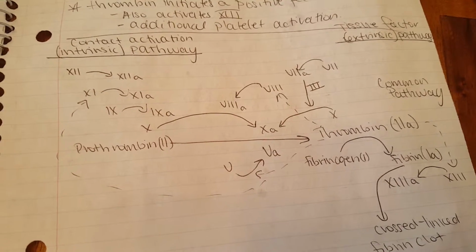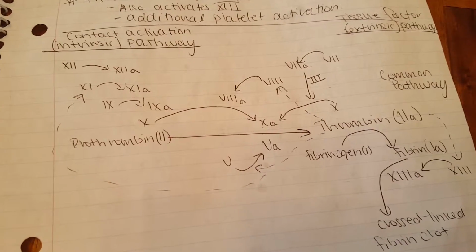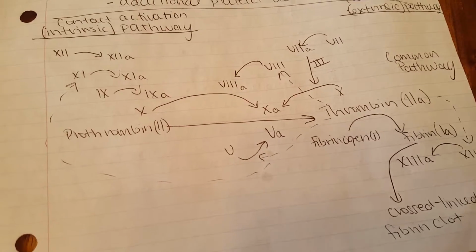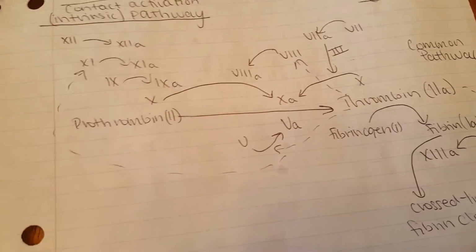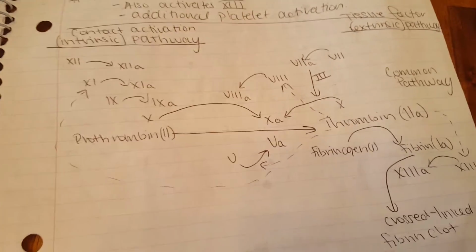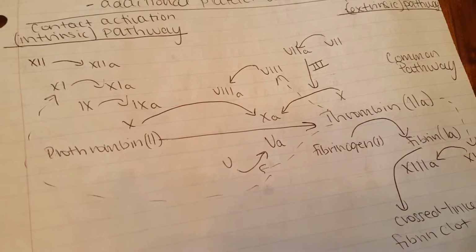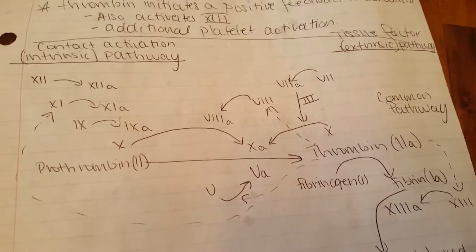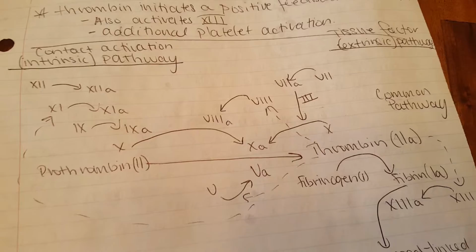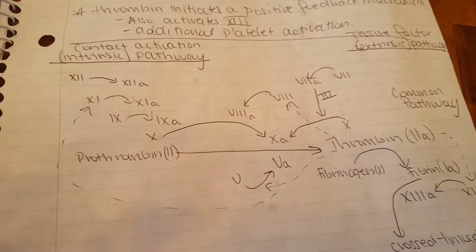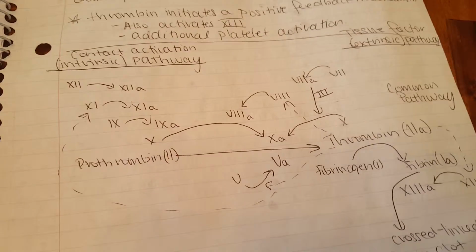So thrombin is important because it's an enzyme that converts fibrinogen into fibrin, which again is the clot-forming protein, so that's really important. And the thrombin can activate a lot of other factors in the pathways, but it mainly activates even more platelets, which causes just even more clotting.